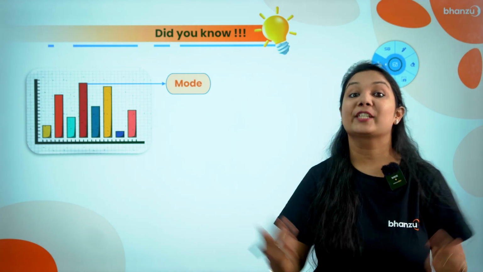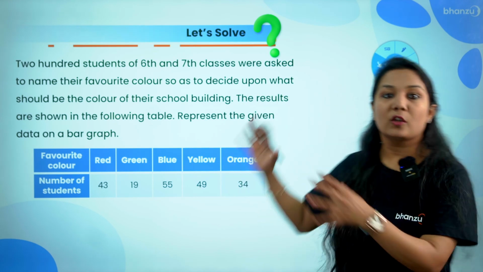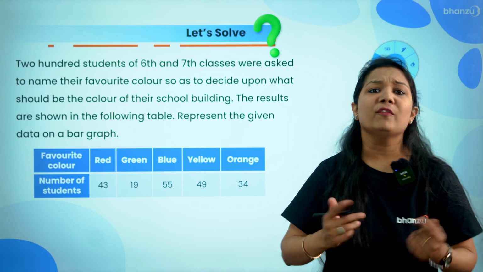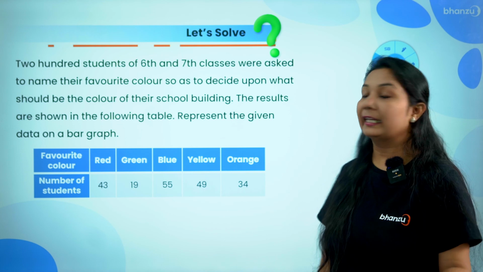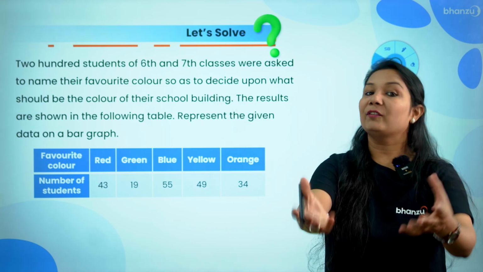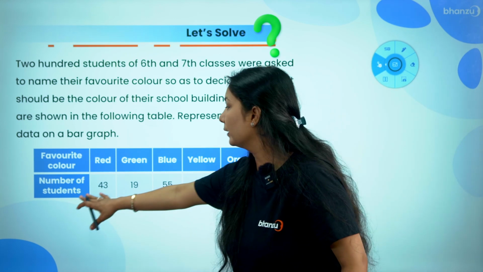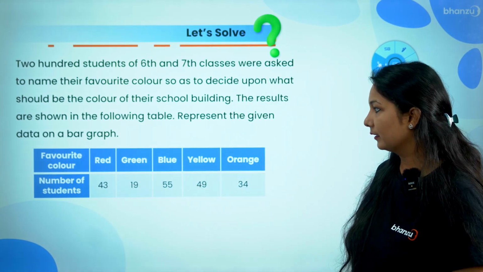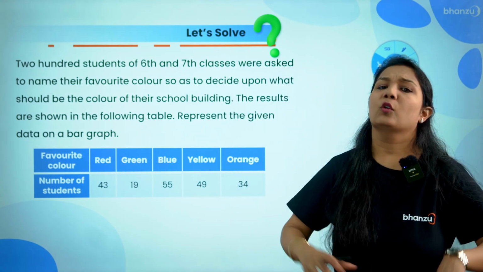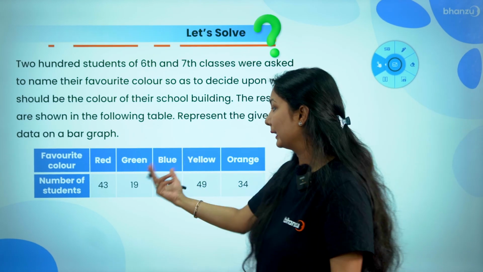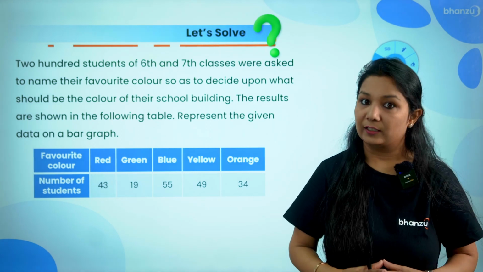Right? So now let's draw a bar graph together for this question. There are 200 students of 6th and 7th class, and they were asked their favorite colors. Based on their favorite colors, we are going to decide the color of the school building. They are telling the favorite color for that purpose only. So the number of students for different colors out of these two classes is given to us. Few students said red, few said green, few said blue, yellow and orange. These were the 5 different colors we got.